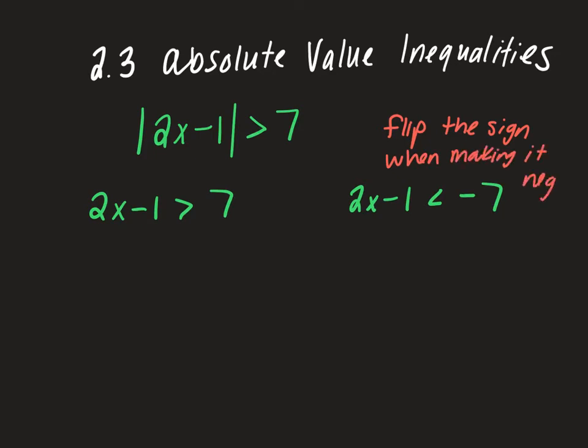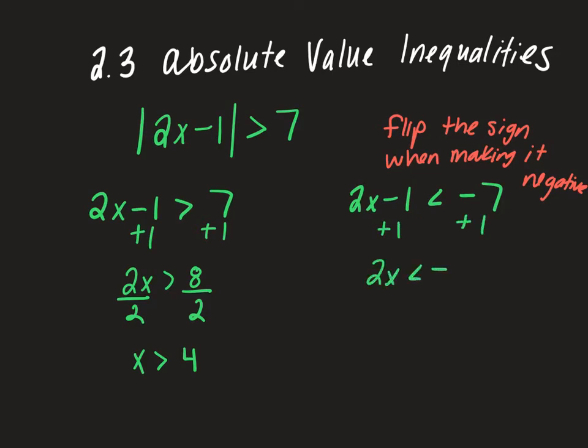We're going to graph both of them. We are. But we'll do them on the same number line. So then we just solve these like we would. We're going to add 1 to both sides, giving us 2x is greater than 8, divided by 2. So we get x is greater than 4. And then for the other side, we're going to add 1. So 2x is less than negative 6, divided by 2. So x is less than negative 3.